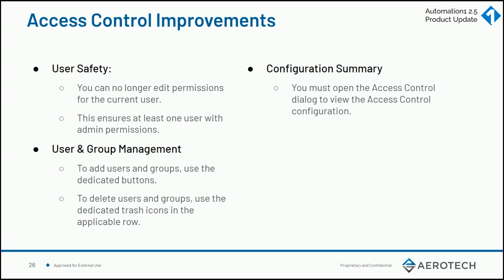That ensures at least one user will always have admin permissions. So you're never going to lock yourself out with access control anymore. So I think that's a very good thing. User and group management: to add users and groups, you can use dedicated buttons to get to different users or groups. So you're no longer confused about what you're actually doing. And to delete users and groups, there are dedicated icons, like the little trash can, to just get them off the access control if you desire to do so, okay?